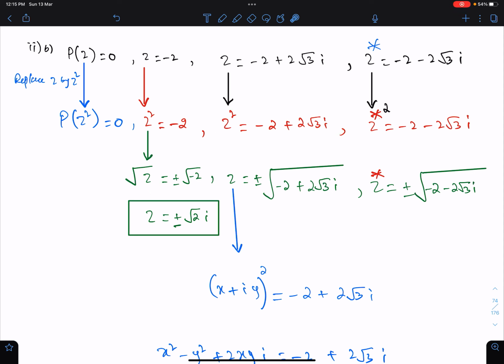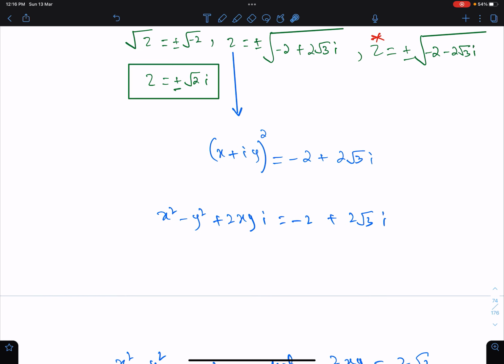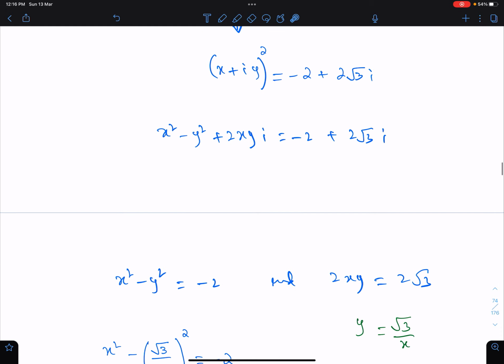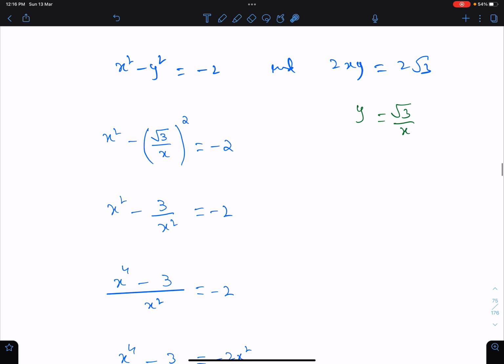Here we have to replace this by x plus iy whole square because these are square roots. When you take the square root on both sides, you will get this. Now you need to replace z by x plus iy whole square. We have done this in square roots in xy form. So by expanding this and comparing the real parts with real parts and imaginary with imaginary parts, we have two equations of x and y. By solving these two equations simultaneously, we can get the real values of x and y.